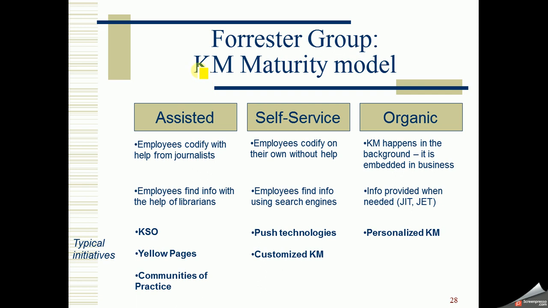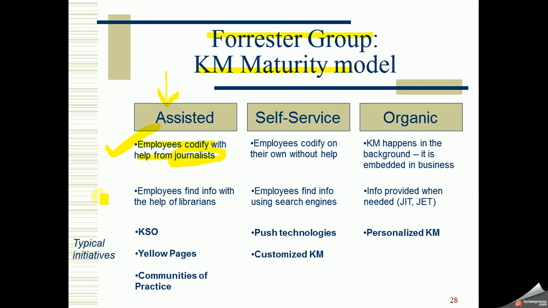Another KM maturity model is the Forrester Group KM maturity model. It is based on how the people are facilitated for knowledge management and knowledge sharing. So the first level is assisted. At this level the employees codify with the help of knowledge journalists, right? So when they want to share knowledge, they are provided the help of specialized people, we call them journalists, to make their knowledge accessible to the other people.